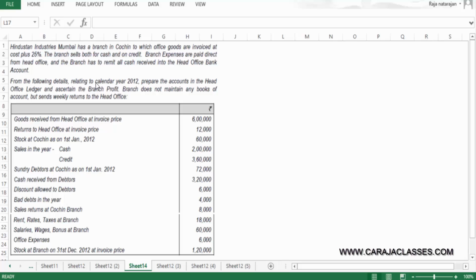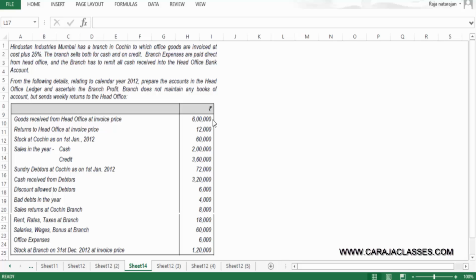From the following details relating to the calendar year 2012, prepare the accounts in the HO ledger, in the head office ledger, and ascertain branch profit. So here you're asked to prepare the accounts in the HO ledger and ascertain the branch profit. Branch does not maintain any books of account but sends weekly returns to HO.